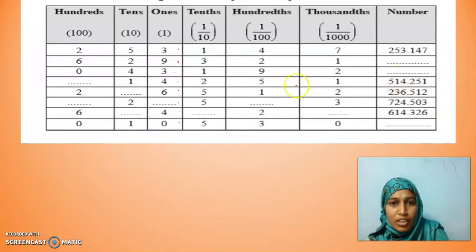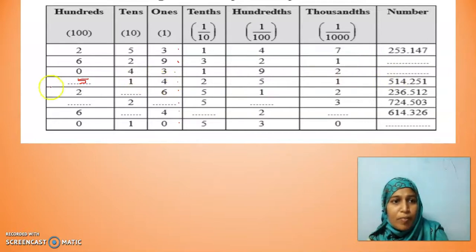Now when I come to the next question, here they have given the number and I have to place it here in the right manner. So what is missing here? Just see the number here. 514. In which place is it? Hundreds place. 5 is in hundreds place. So in hundreds place, what should I have? 5. Is it clear, my dear children?